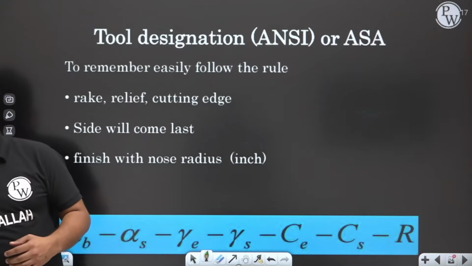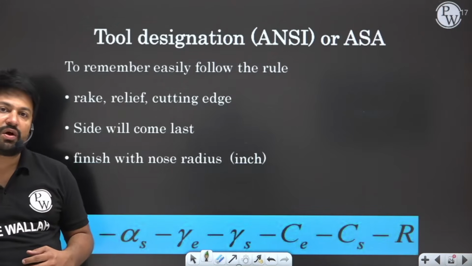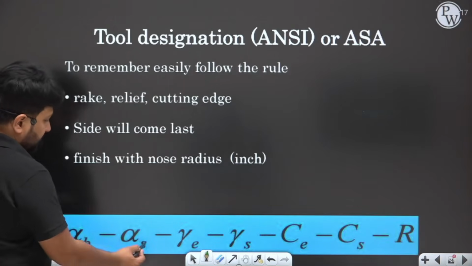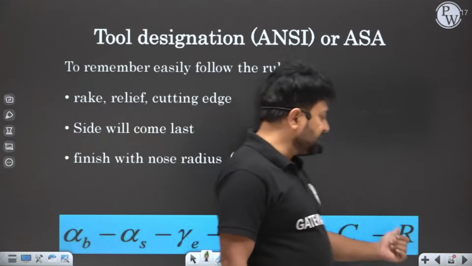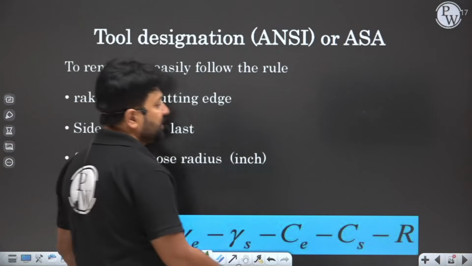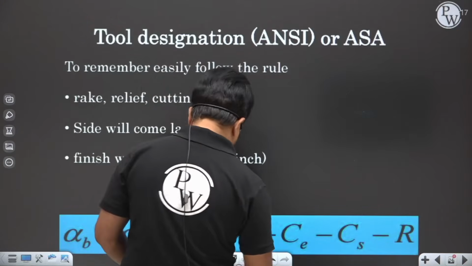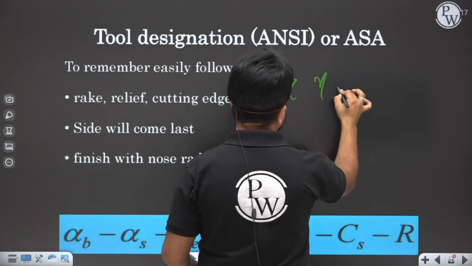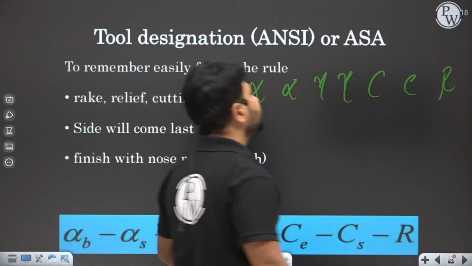Now the tool designation according to ASA. According to this ASA, the rake system comes first, then the relief system, then the cutting system, and it ends with the nose radius, which is generally kept in inch. So first of all, we write the rake system, then the relief system, then the cutting system, then end with the nose radius in inch.